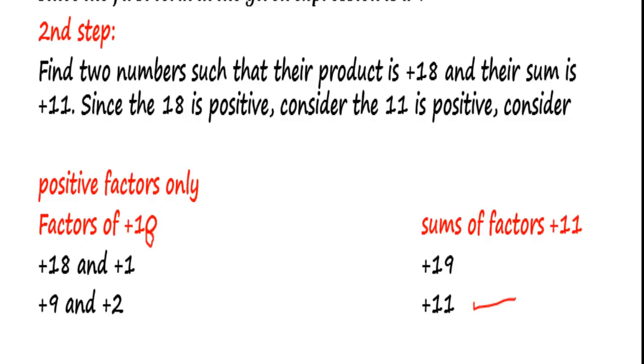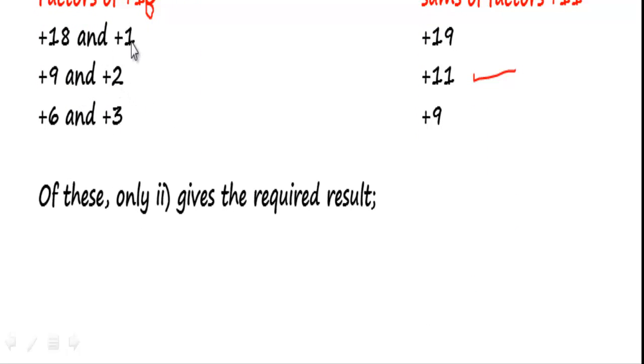Now let's move on. Let's suggest another number. When you suggest plus 6 and plus 3, when you multiply 6 and 3 together, you are going to get plus 18. But when you add them together, you are getting 9. That means this one cannot be taken also. Now of all these, only 2. It might be your first one. You can get it right at the first attempt. So only 2 gives the required result.